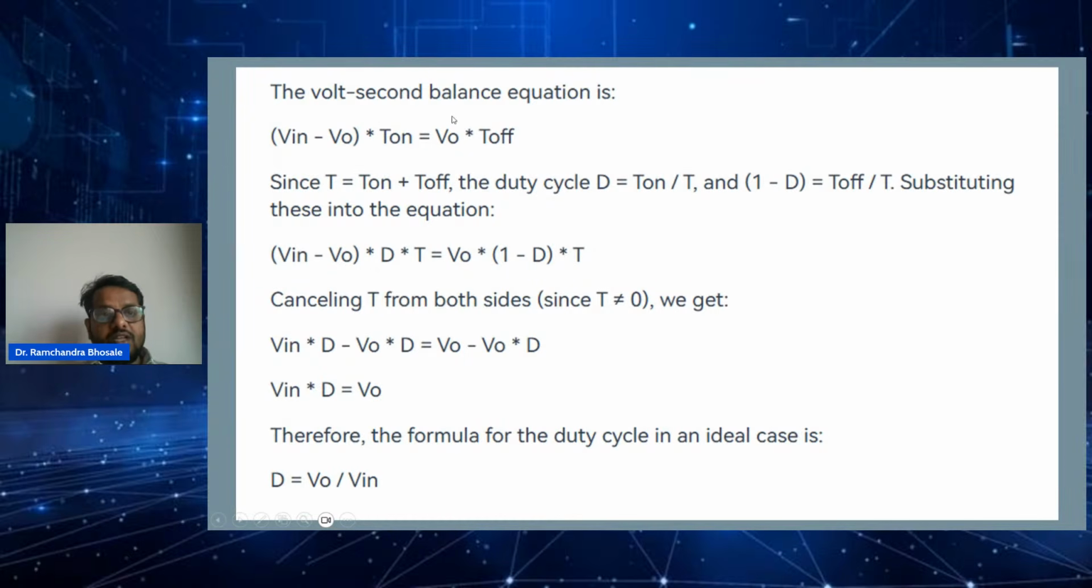So this we are equating, and we are assuming T to be T on plus T off and D to be T on by T. Okay, so if you solve this, you will get D is equal to V naught by V. So V naught has a directly proportional relationship with V, which is a very ideal condition. Here we have not considered the resistance of the MOSFET and the resistance of the diode. So this is the ideal equation for the buck converter.